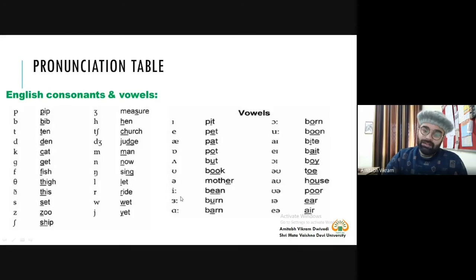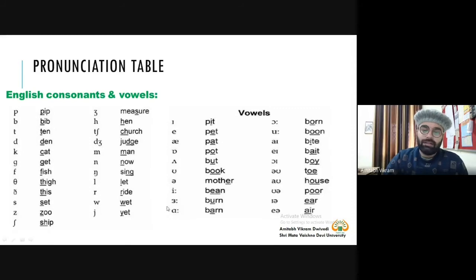It is bean, long e. You can find the difference between this and this. It is pit, bean, pit, bean. Fine. So long and short. This is long. These two dots are known as diacritics, D-I-A-C-R-I-T-I-C-S. Diacritics. So these two dots show lengthening. Bean. So you are lengthening the e. Then this is again a long sound, pronounced like this.